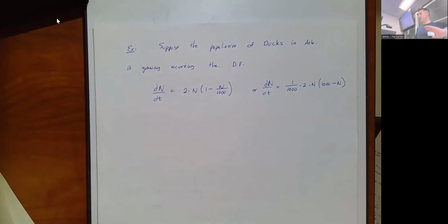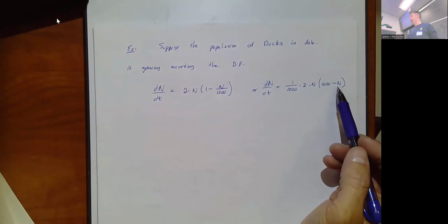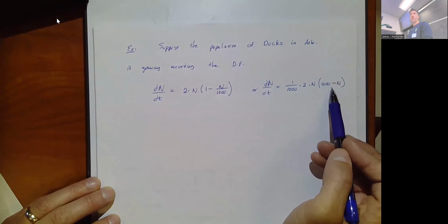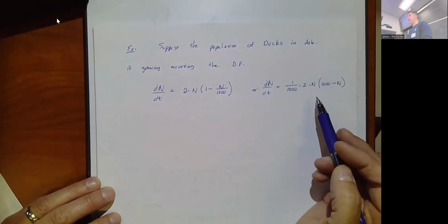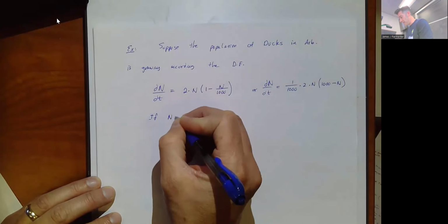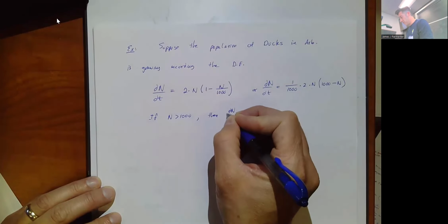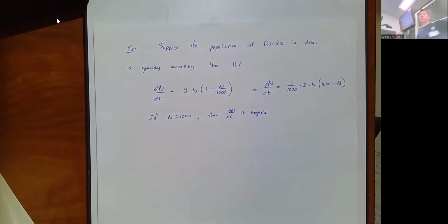Let me ask you this. If I got to a place where my n was bigger than 1,000, let's say n was 1,005, I'd have a negative number here, a positive number here, and the rest is positive. So overall, this whole thing would be negative. So if n is bigger than 1,000, then the rate of change is negative. If the population gets too big, it gets pushed back to being not quite that big, because if you go over 1,000, the habitat can't support that many ducks. We're going to grow negatively.